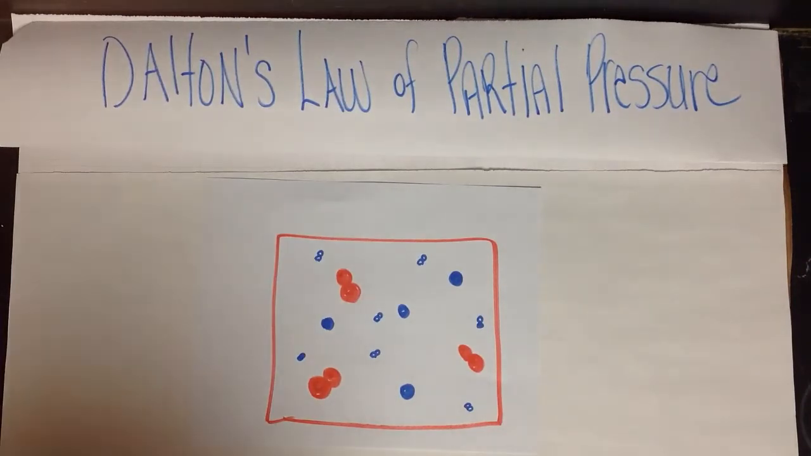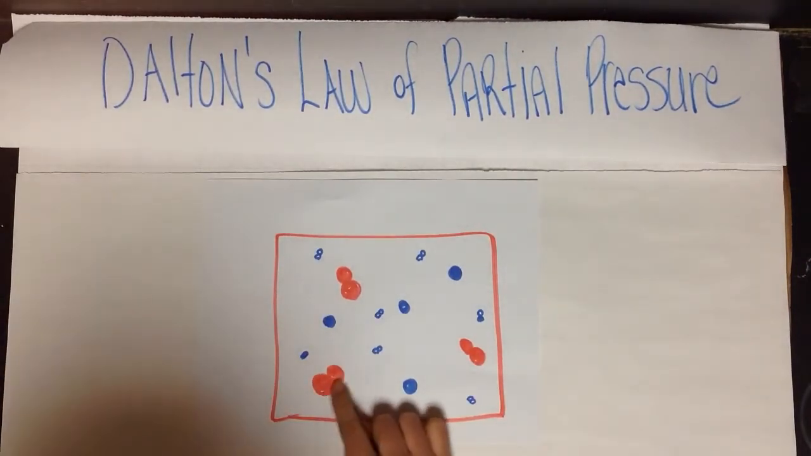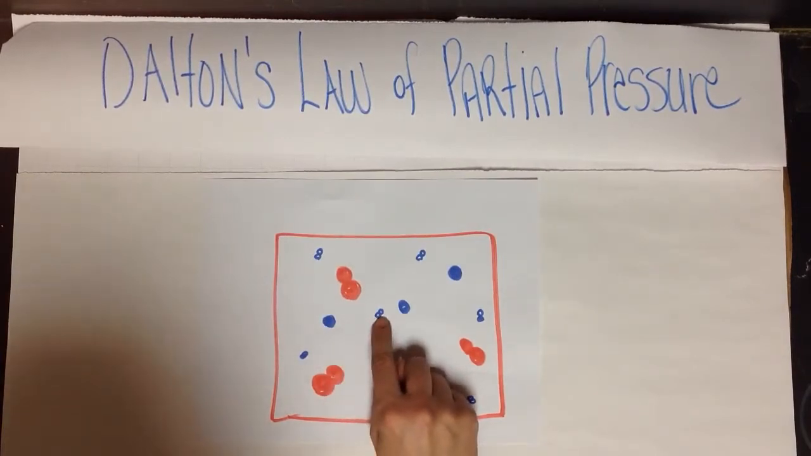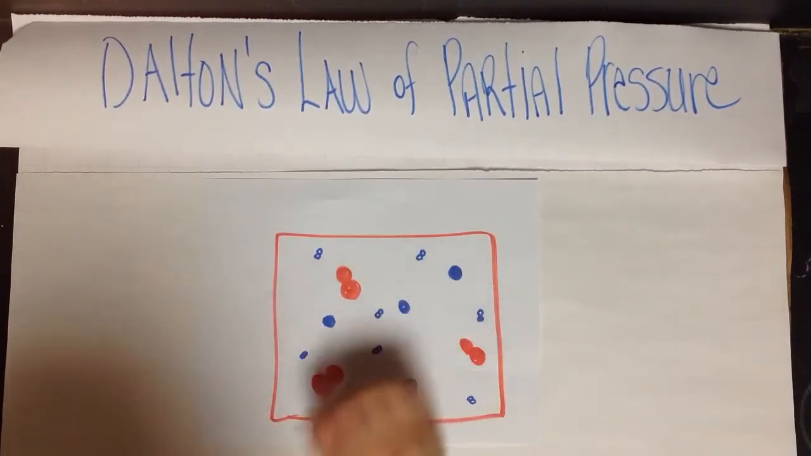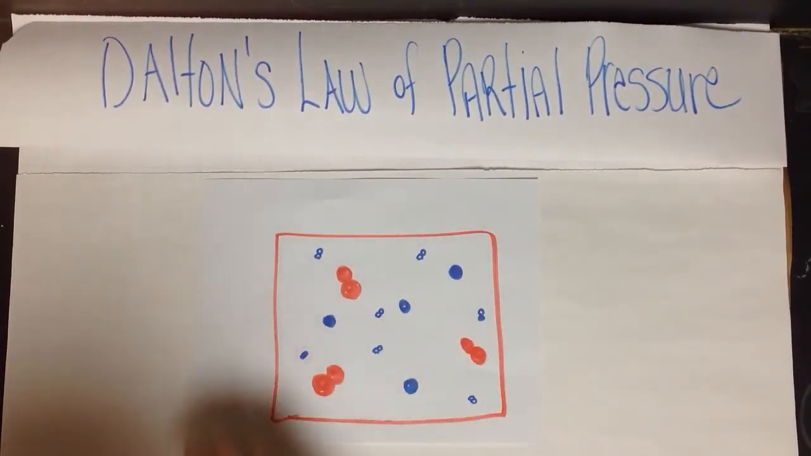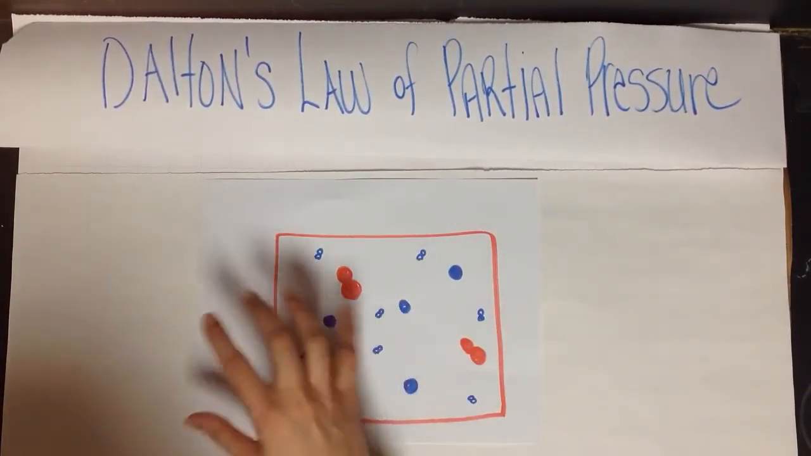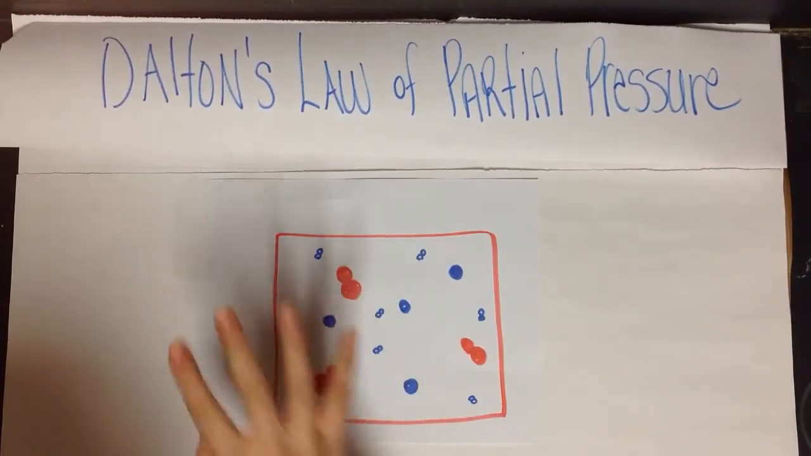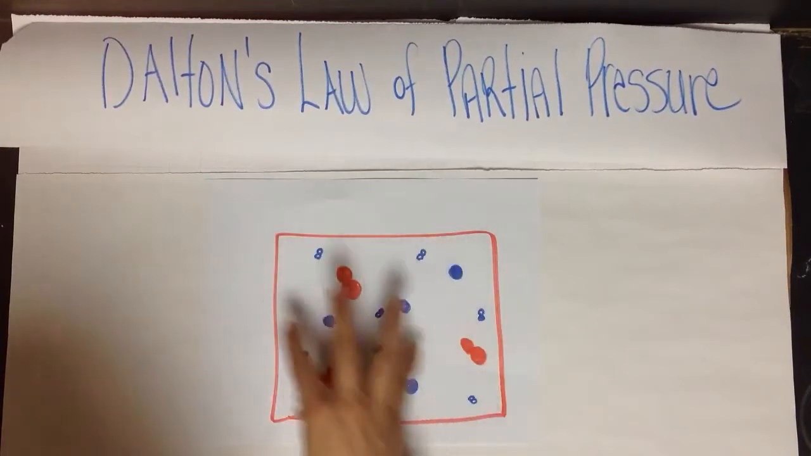If you notice, this might be something like oxygen gas, this might be something like argon, and this might be something like nitrogen gas. Notice they're all different types of gases. It doesn't matter what the gases are. But the concept is that all of these gases exert a partial pressure, partial meaning they each make up a part of the total pressure.